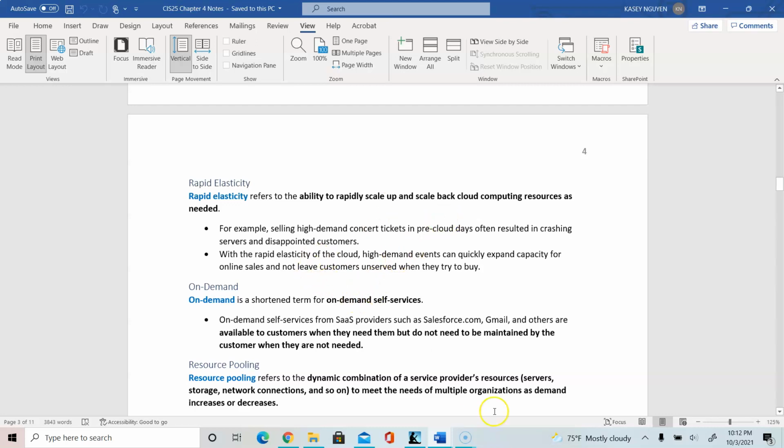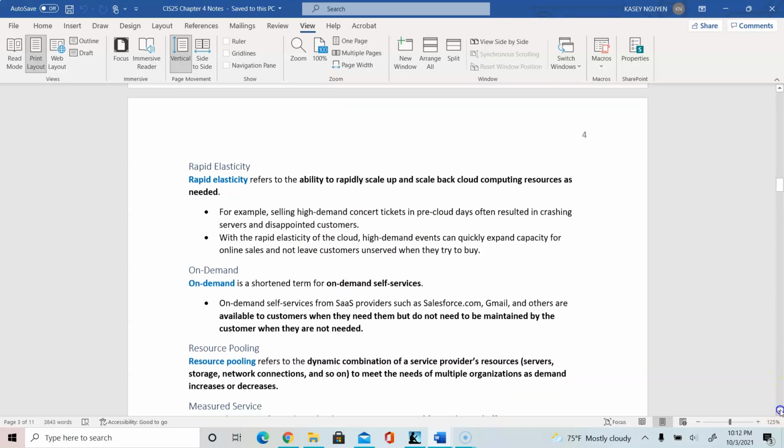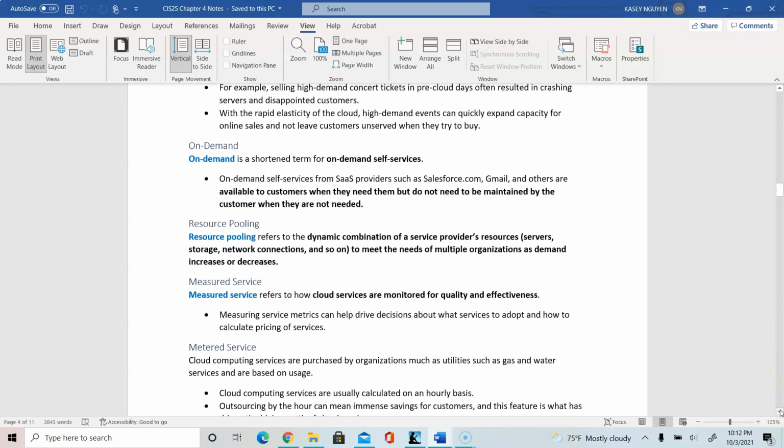So a technique that we would see that's used with cloud service providers is called resource pooling. This refers to dynamic combinations of service providers that would support server, storage, network connections, and infrastructure. This allows multiple organizations to be able to reduce or increase their need based on what they would combine.